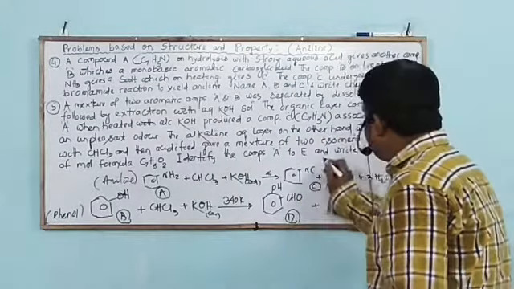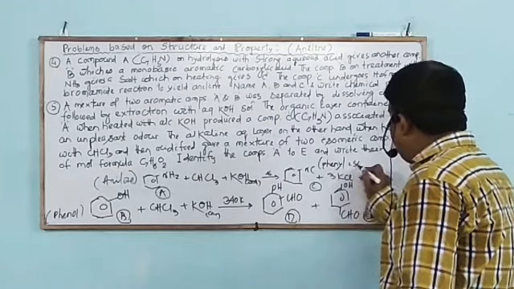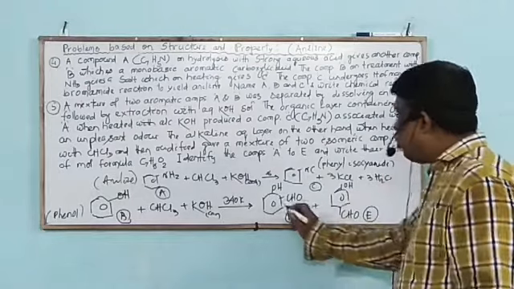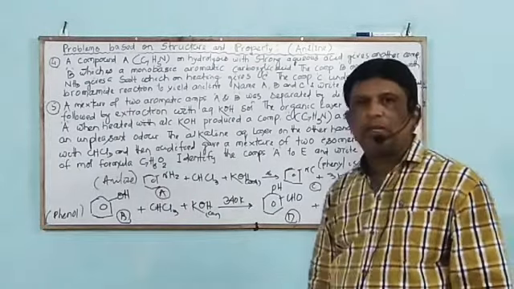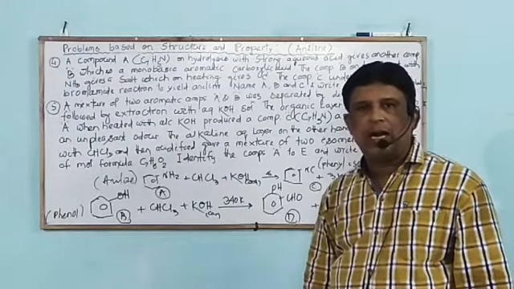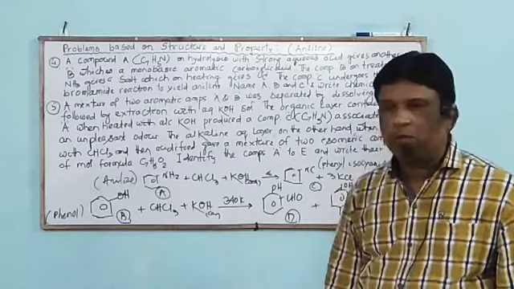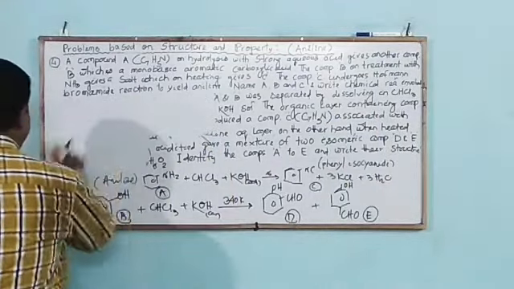C is phenyl isocyanide, D is o-hydroxybenzaldehyde, and E is p-hydroxybenzaldehyde. Move to the next question. Mark that.